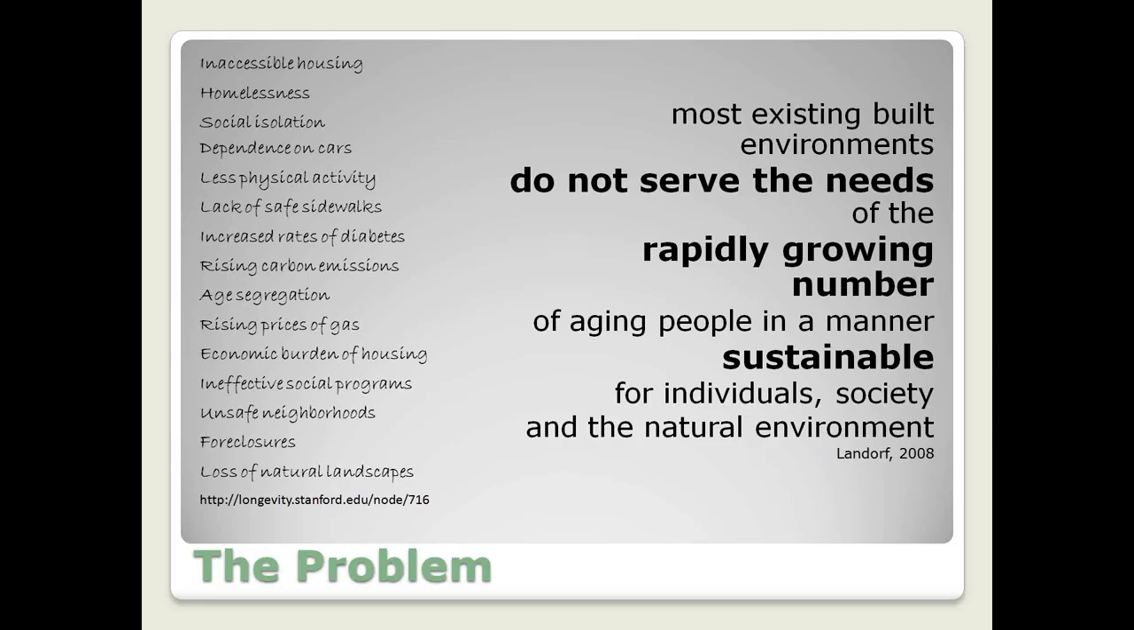So the problem is that most existing built environments don't serve the needs of our rapidly growing number of aging people, and it ends up being unsustainable for individuals, for society, and for the natural environment. The longevity program at Stanford lists all of these things: inaccessible housing, social isolation, dependence on cars, lack of safe sidewalks, and all of these are linked with increased rates of diabetes. Of course, if you have a car, then you're helping raise carbon emissions.